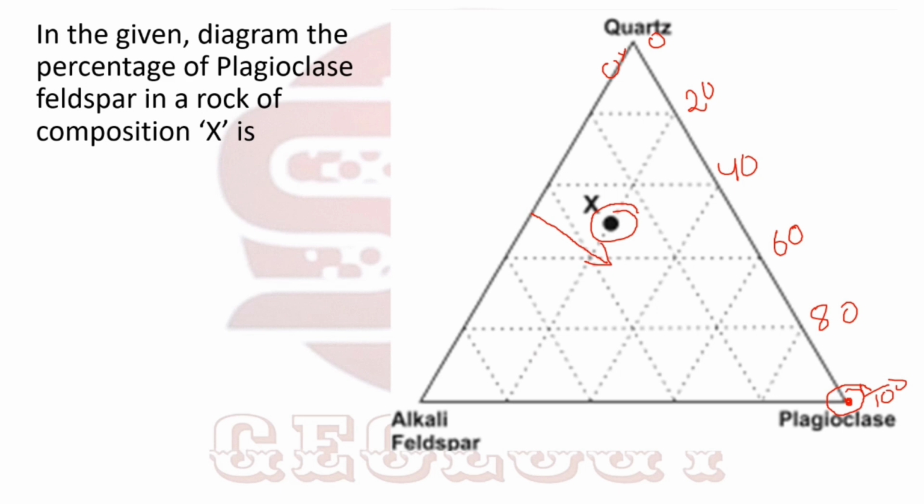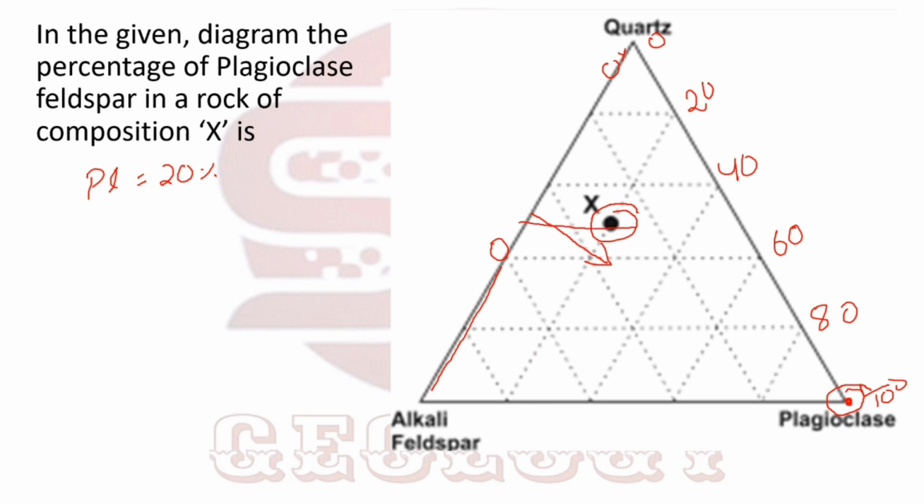So here on this line plagioclase percentage is 0, then on this line it is 20%, on this line 40%, on this line 60, 80 and 100. So at X, if you know the composition of plagioclase, it will be 20%. Similarly, we can calculate other percentages also.